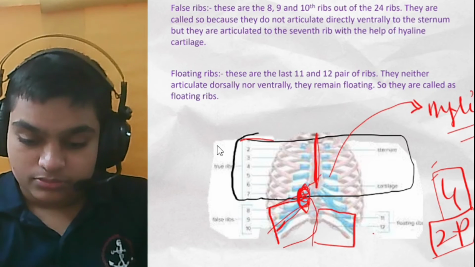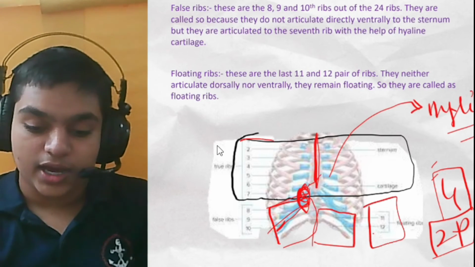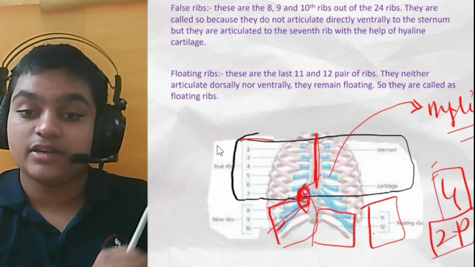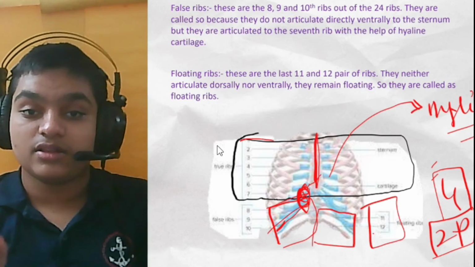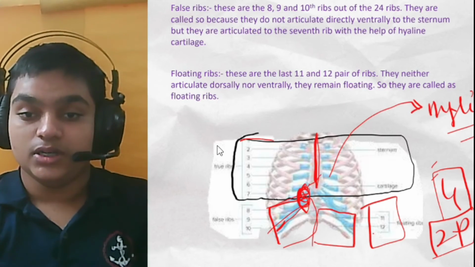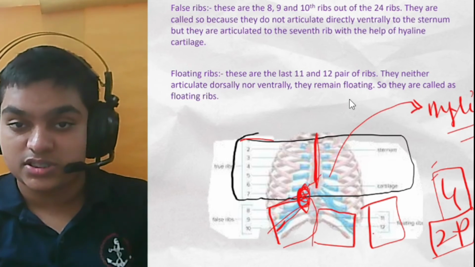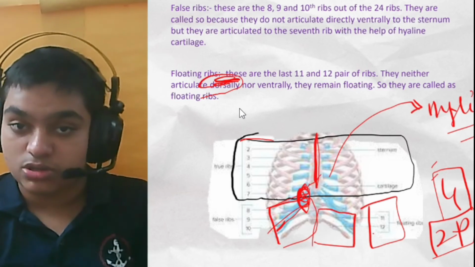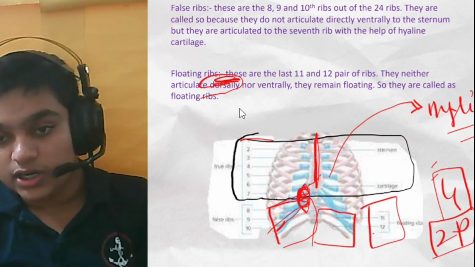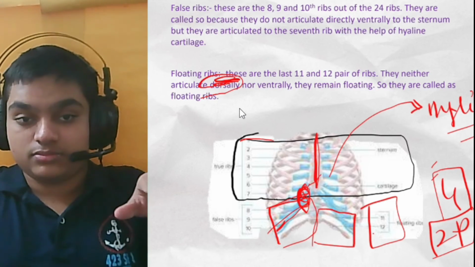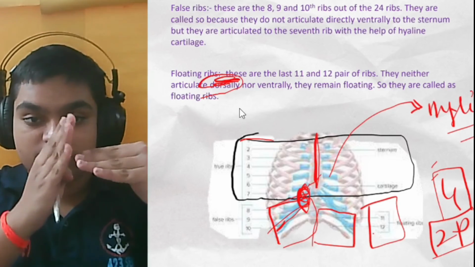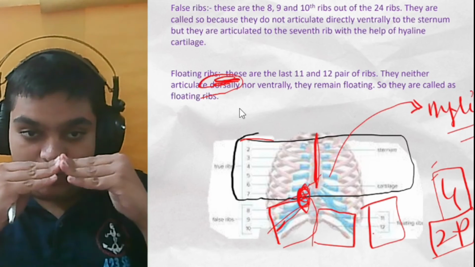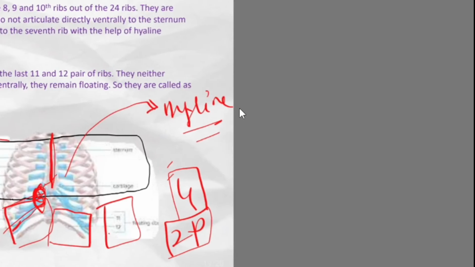Okay. Now, these 11 and 12 ribs are your floating ribs. Why are we calling them floating? They do not articulate ventrally with anything. They can articulate dorsally with the vertebral column, but they do not articulate ventrally. They keep floating. See, like this. If this is your vertebral column, they articulate dorsally like this, and ventrally they are not articulated. So they keep floating. That is why they are called floating ribs.